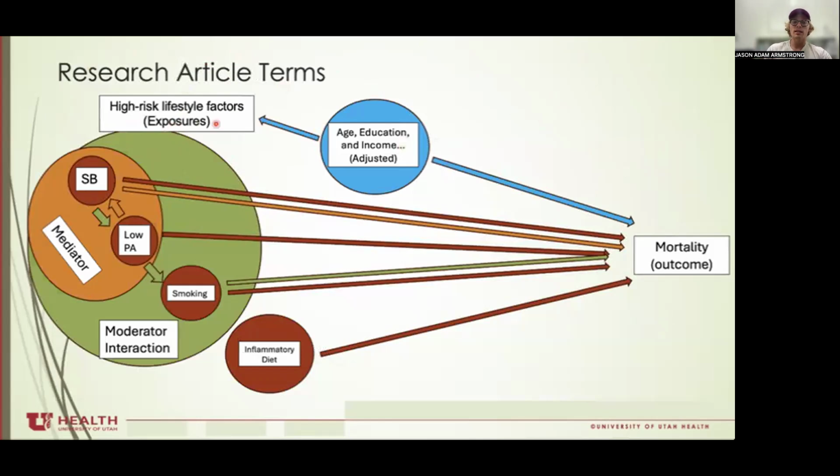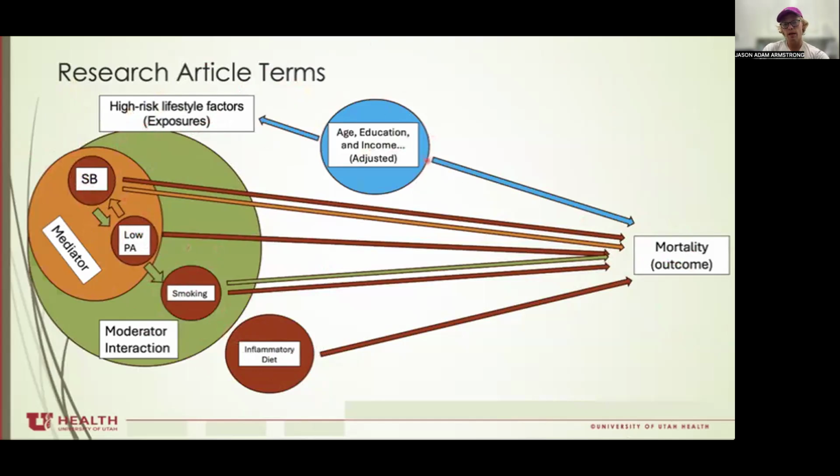Then I'm interested in high-risk lifestyle factors. So these are my exposures. And I'm looking at my outcome, which is mortality. Okay, so risk for death. Now, they look at a lot of different high-risk lifestyle factors, but the 4 that come out as most important are SB, which is sedentary behavior, low amounts of physical activity, smoking, and inflammatory diet. So these would all be considered covariates, okay?